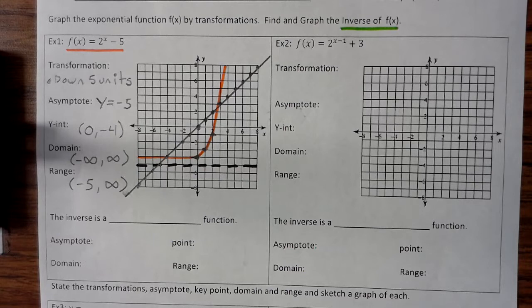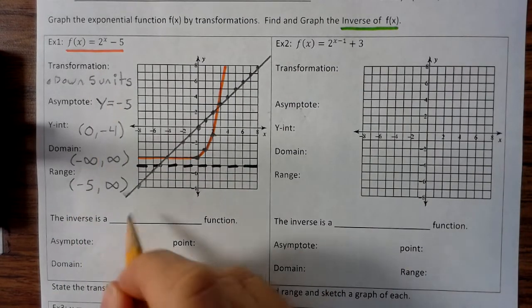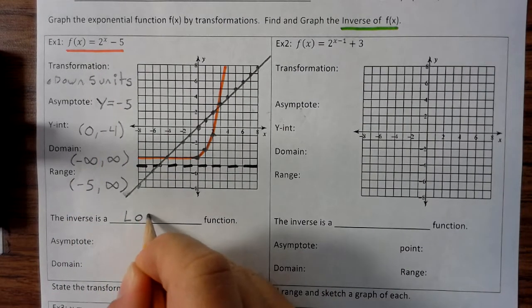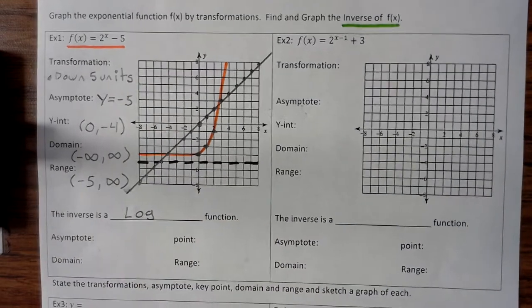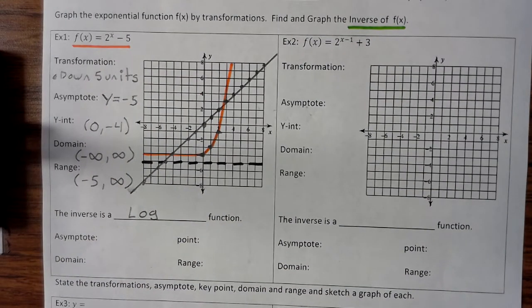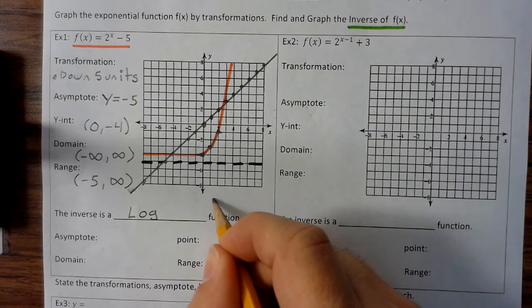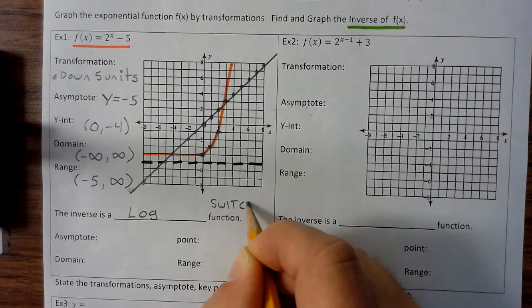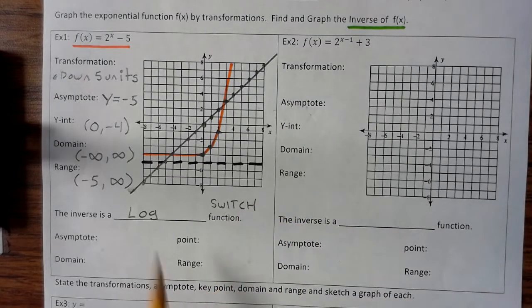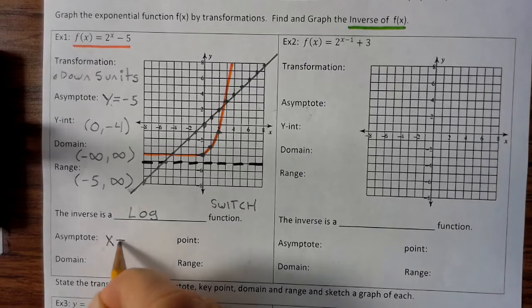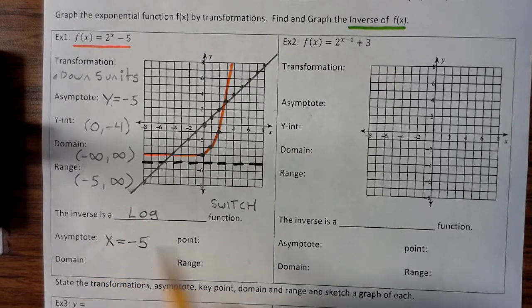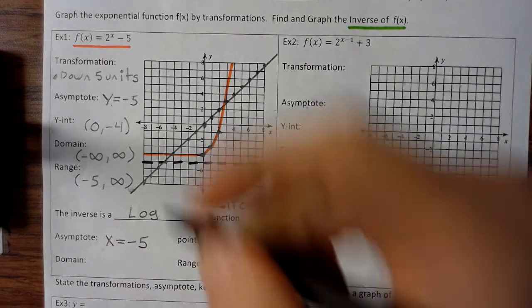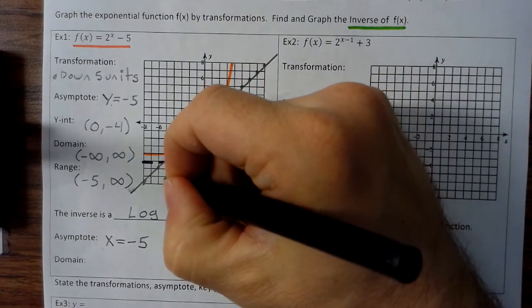Okay, now the inverse of an exponential function is a log function. Now, the key word is switch when you're doing inverses. So the asymptote was y equals negative 5. Now it switches and it's x equals negative 5, and that's a vertical line at negative 5.